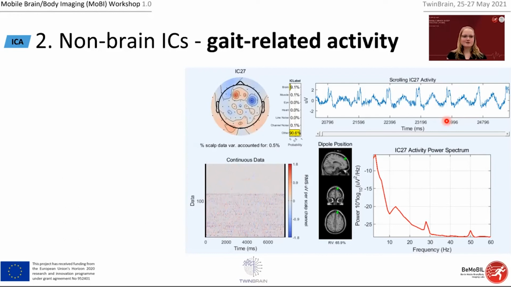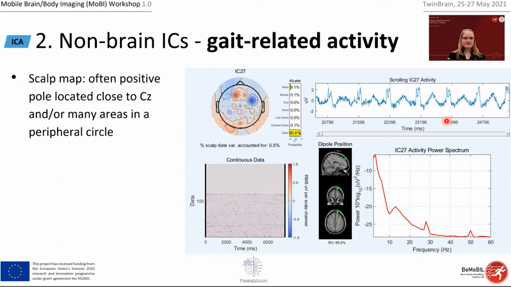But what I learned so far is that we do have some activation that's more central in contrast to more peripheral activity, like in the scalp maps. So this is something that happens to appear. And for the activity, we can see those patterns that have like a 1 hertz or 2 hertz frequency.